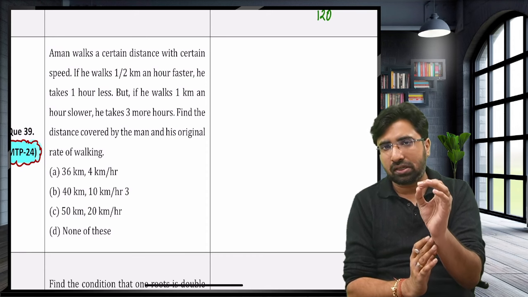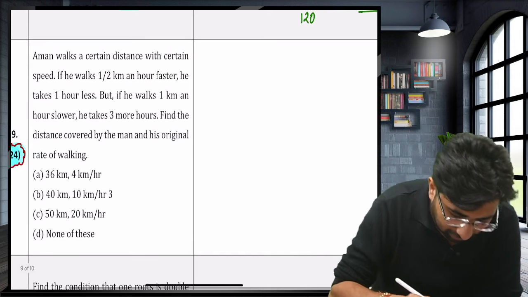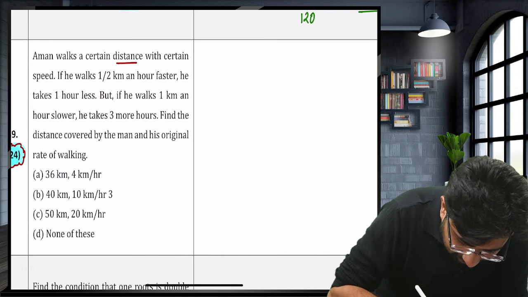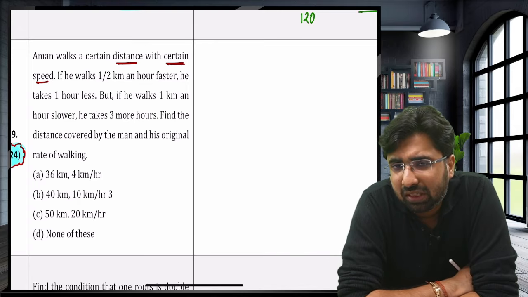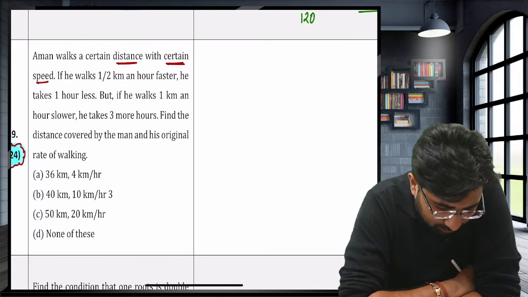You have to pay attention, please. Aman walks a certain distance with a certain speed. There was a certain distance. Aman walked with a certain speed.